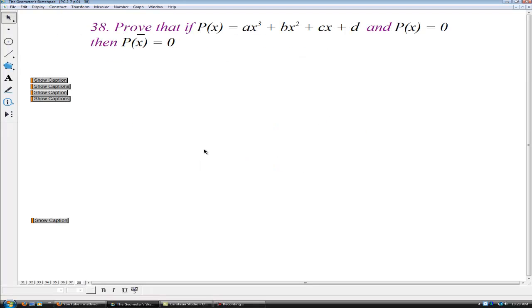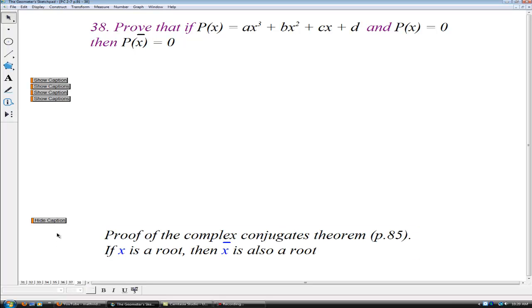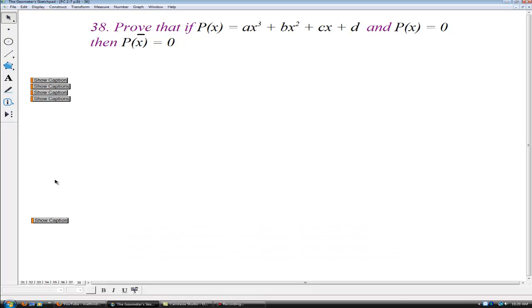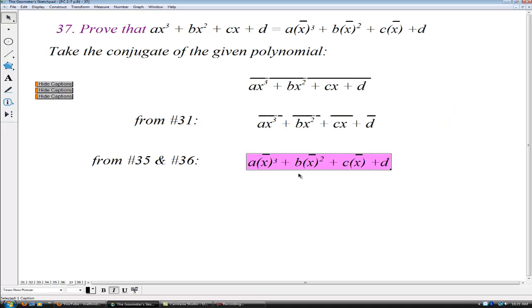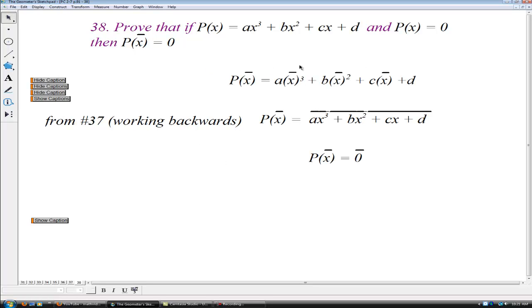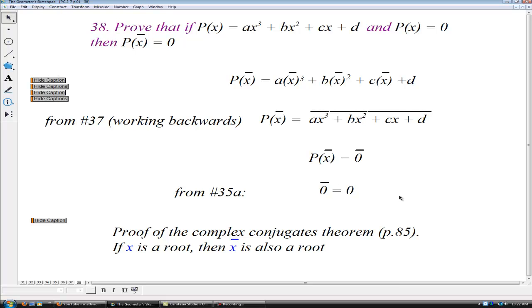Last problem was 38. And remember, our overall goal is to prove the complex conjugates theorem on page 85, which we're very close to doing. So 38 says, prove that for this cubic polynomial, and given that p of x is 0, so x is a root, we want to prove that the conjugate is also a root. So we're going to start by doing p of the conjugate. Working backwards from number 37, let's look at 37 again. Remember, our conclusion lets us take our second step, and we were given that p of x is 0, and from 35a, the conjugate of a real is itself. So we've finished proving our complex conjugates theorem.